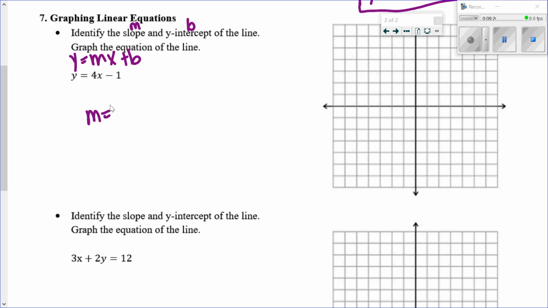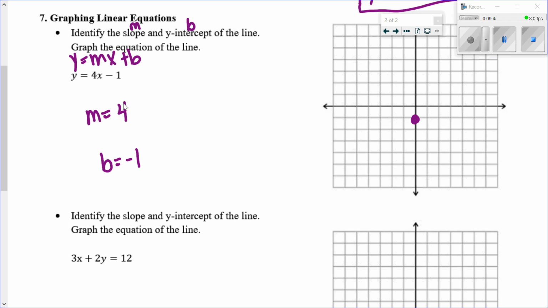So when I identify, I'm just picking them out. m is next to x, in this case it's 4. b is going to be -1. Now, b is your y-intercept. Your y-intercept is right here, and I have -1. So I'm going to plot it. Okay, so now m.